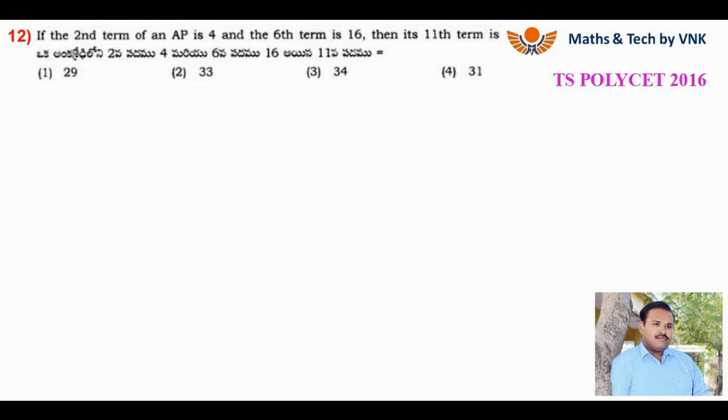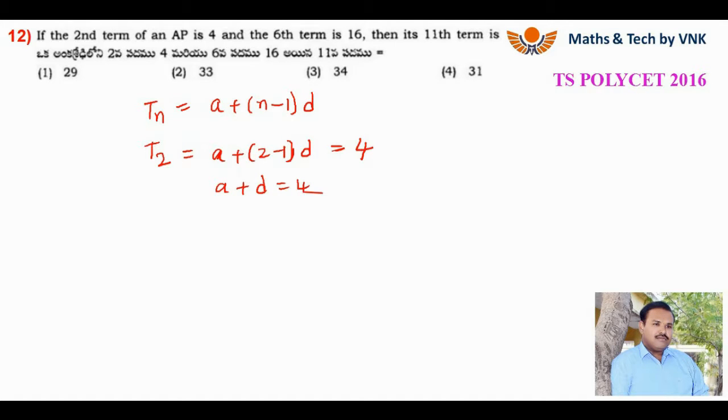Next question is, if the second term of an AP is 4 and the sixth term is 16, then its 11th term is. The nth term of an AP is Tn is equal to a plus n minus 1 into d. It is given that the second term T2 is equal to a plus 2 minus 1 into d, which is equal to 4. So a plus d is equal to 4. Write this as equation number 1.